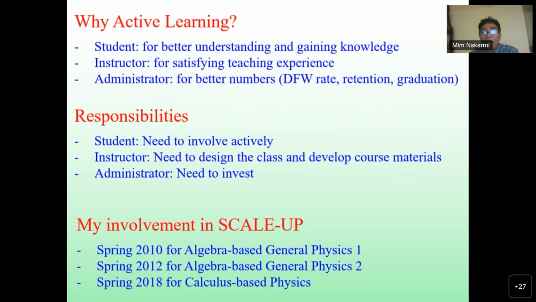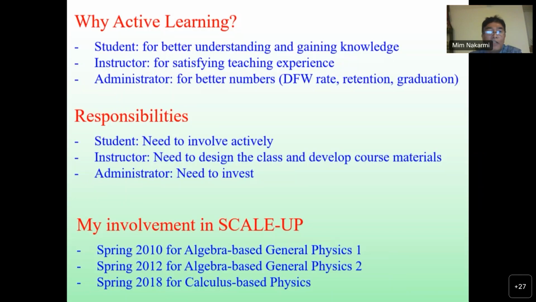And active learning is for all of us, if we are involved in teaching, or even if we are a student at this moment, and we could also be part of the administration. Scale-up active learning techniques and active learning teaching are good for all these three parties. One is the student, another is the instructor, that's we, and another is the administrator.